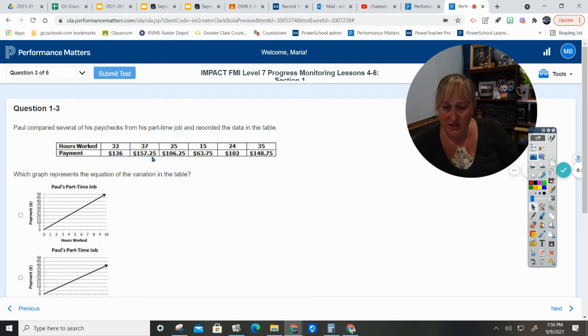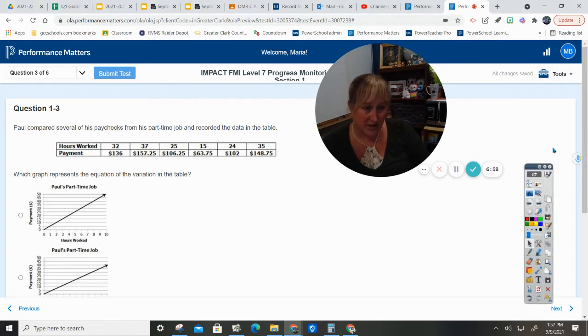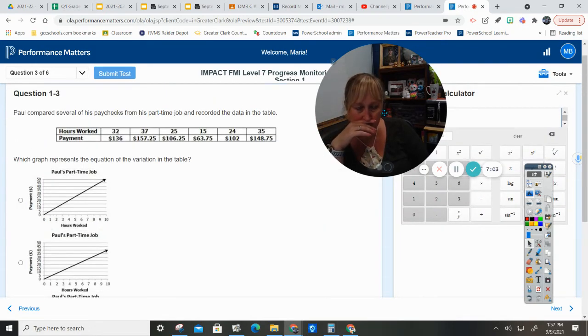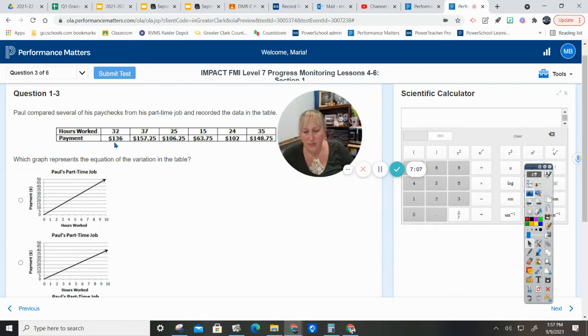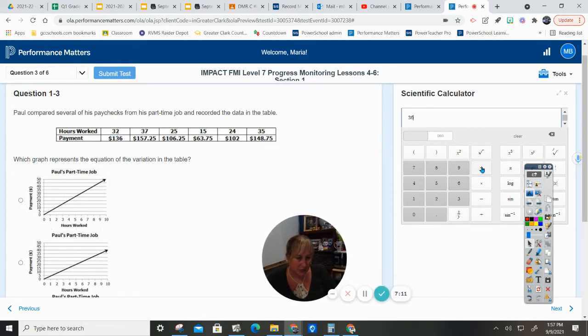Well, the first thing that I need to do is figure out what constantly keeps happening. So I'm going to use my tools, and it has a calculator. Let's make my face a little smaller. Y'all don't need to see it. I'm going to do 136 divided by 32. Oops. Okay. 136 divided by 32. I wonder if that error is made a lot.